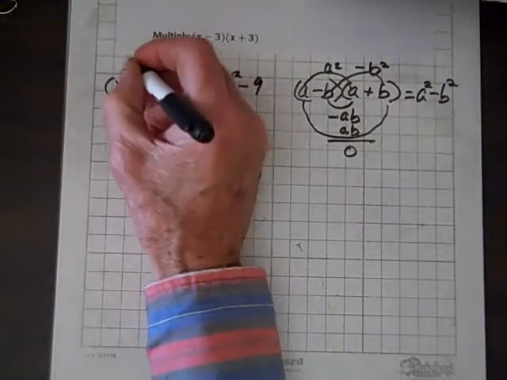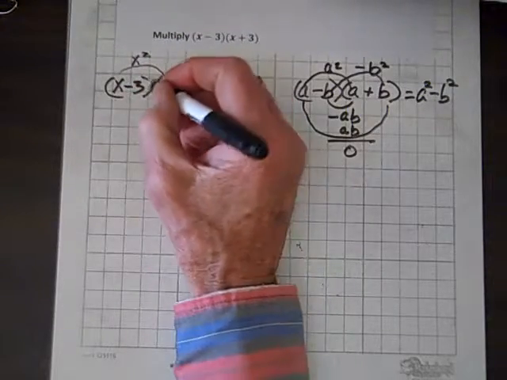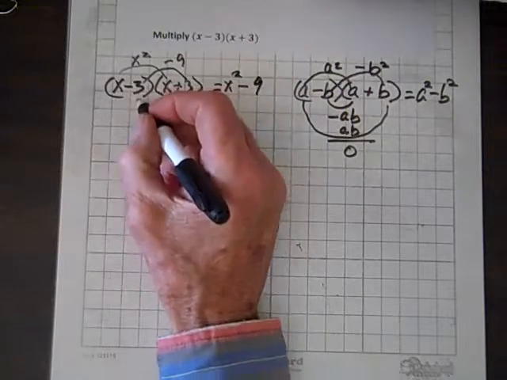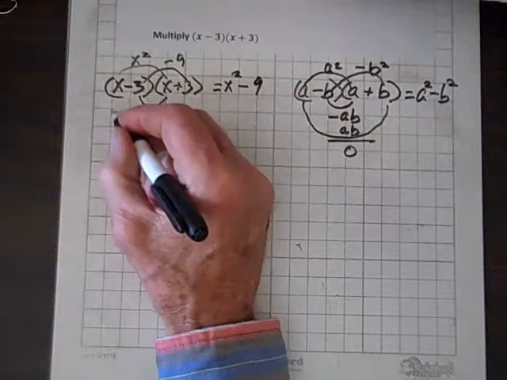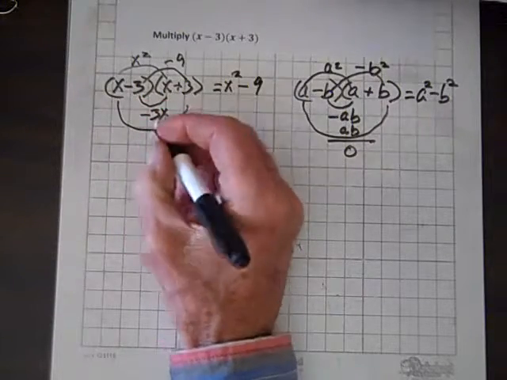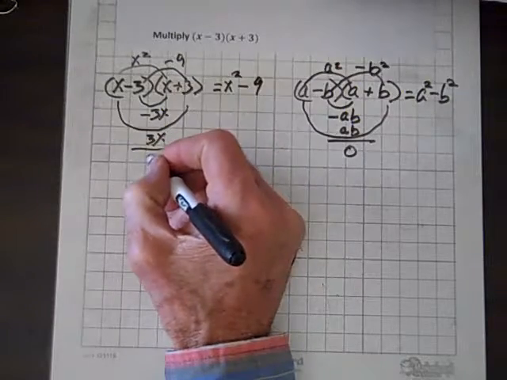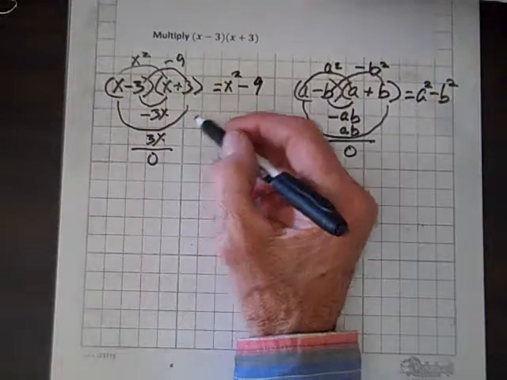X times x is x squared. Negative 3 times positive 3 is negative 9. The product of the inside terms is negative 3x. The product of the outside terms is 3x. When you add those up, you get 0. You get it? The middle term's always going to add out.